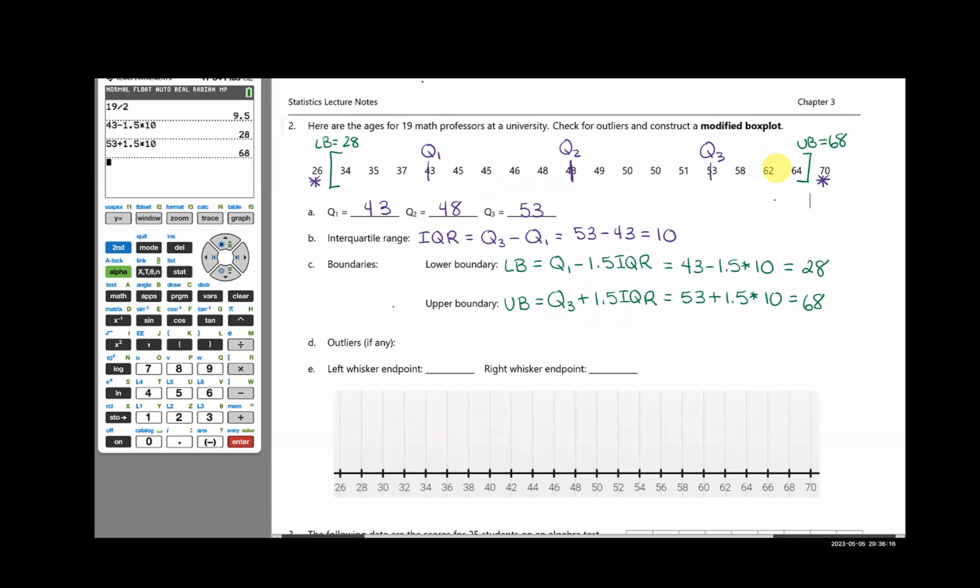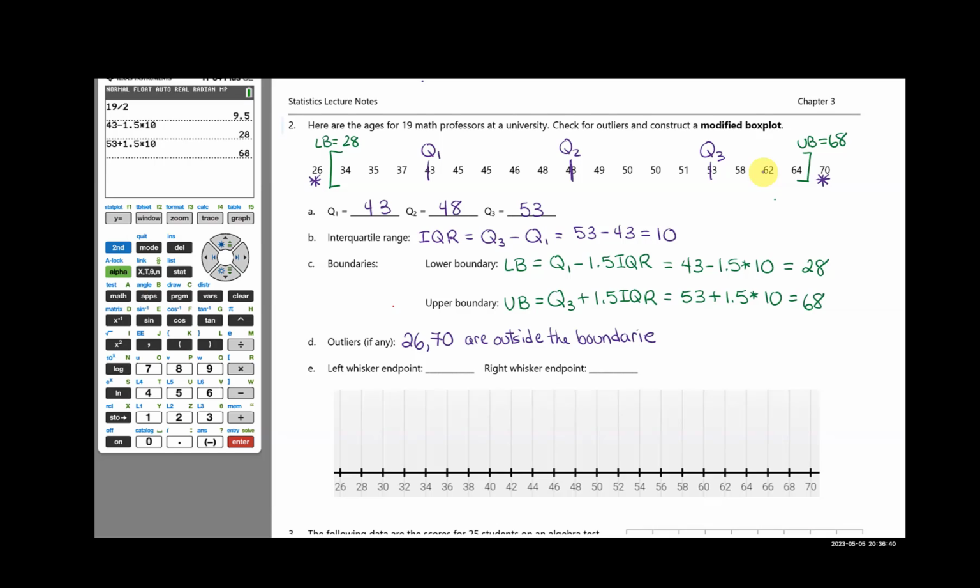So let me just make a note of my outliers. 26 is an outlier as well as 70. So 26 and 70 are outside the boundaries, just to have an explanation here. Because they are outside the boundaries, they will not be part of the whiskers. So we do want to think about where our whiskers will be.